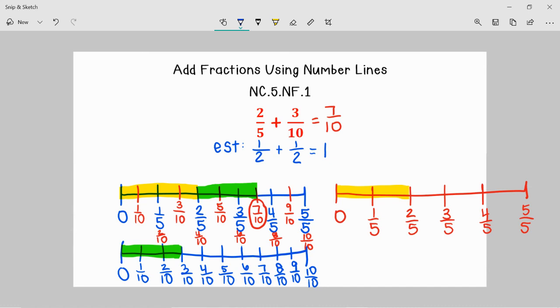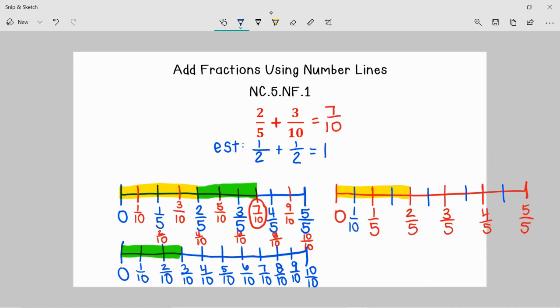And when I'm looking at this fifths number line, I could see that this could easily be split into 10 equal parts if I just broke each fifth in half. And so I could just go ahead and do that right away. So split each fifth in half. And now my number line is split into 10 equal parts instead of 5 equal parts. And I would be able to add the 3/10 on.